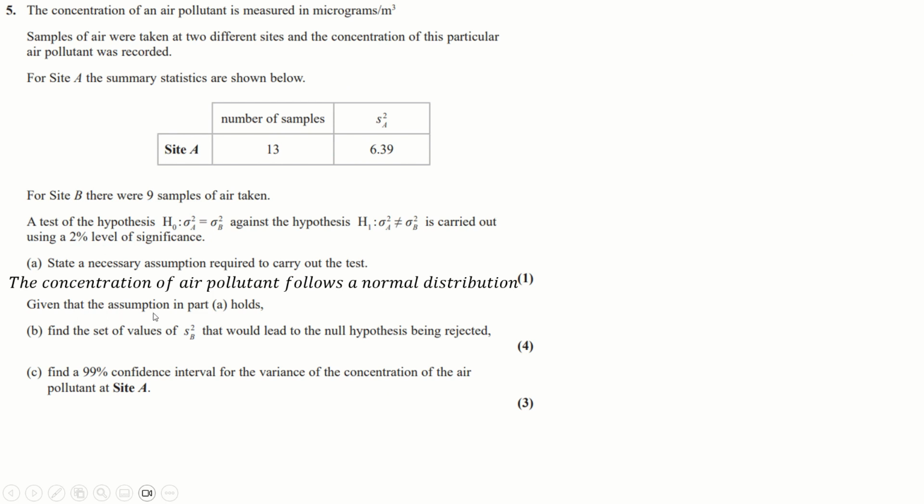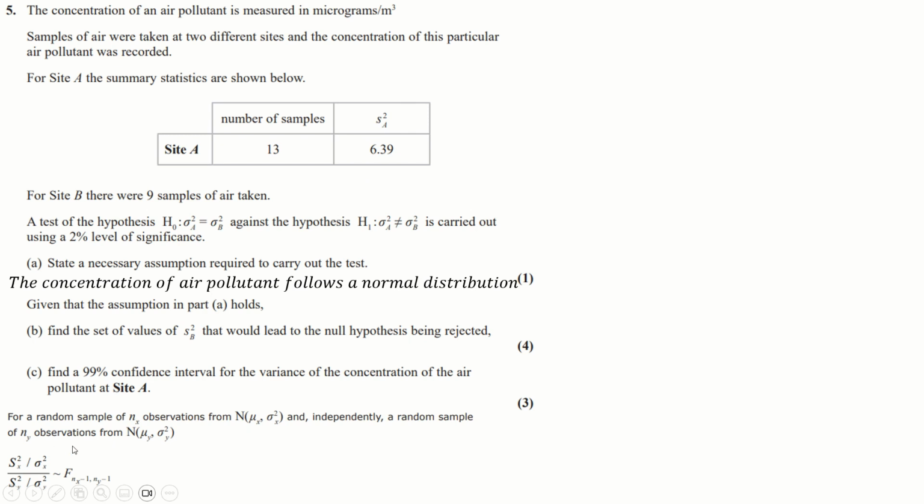Anyway, given that the assumption in part A holds, find the set of values of SB squared that would lead to the null hypothesis being rejected. So when we do this, we can look here. We've got a random sample of n observations from site A and another one from site B, and we're going to test our estimators, sorry, for the variance, which is going to be this one and the one that they're talking about here. So this is clearly a good one to use. We're going to use the F distribution.